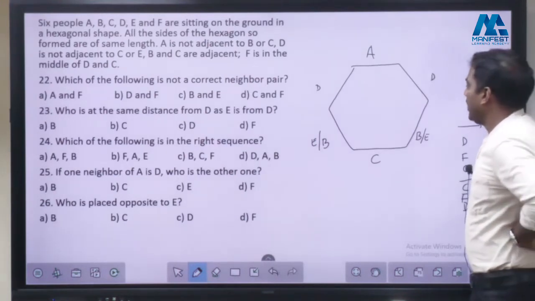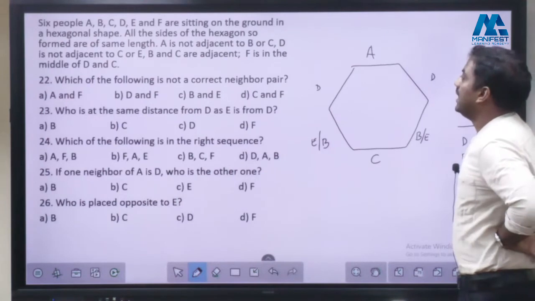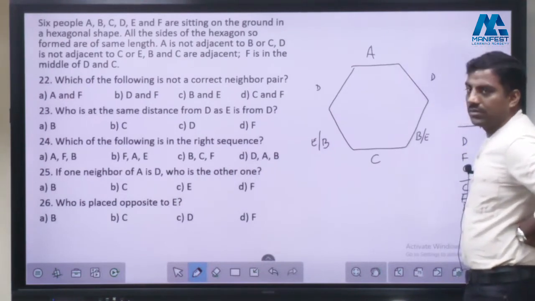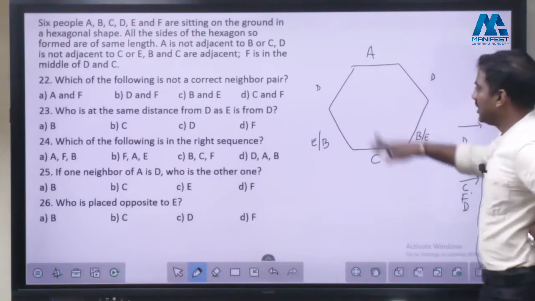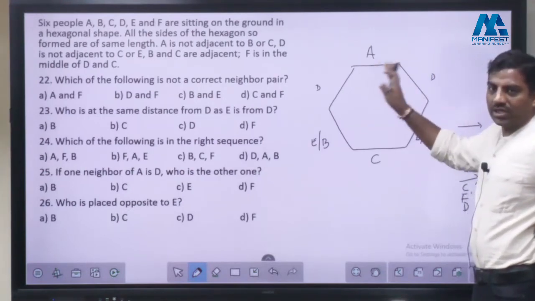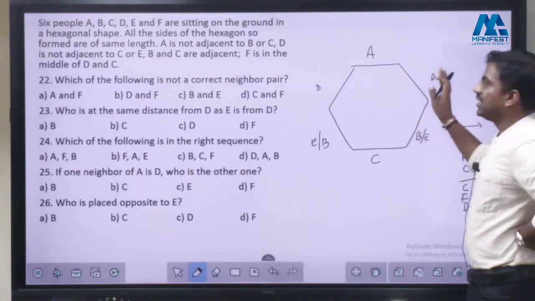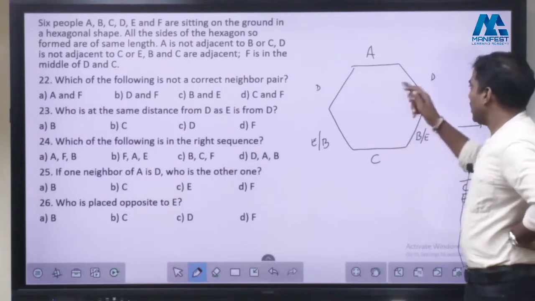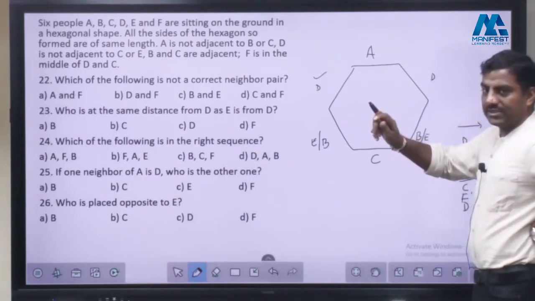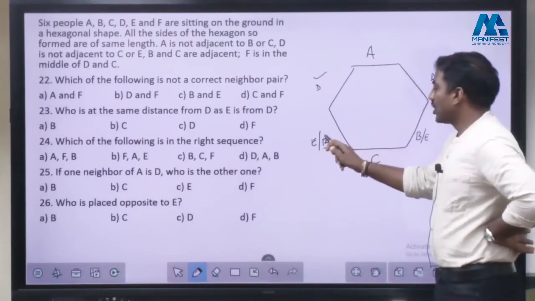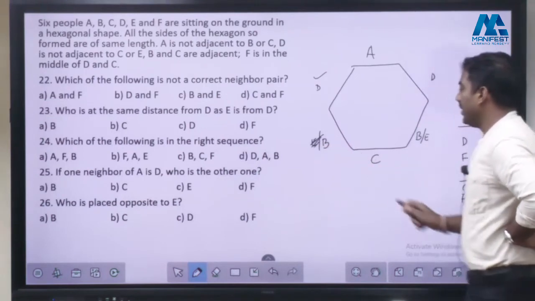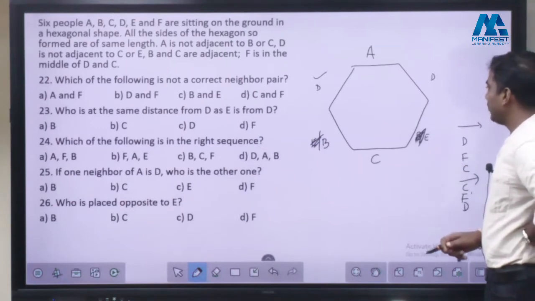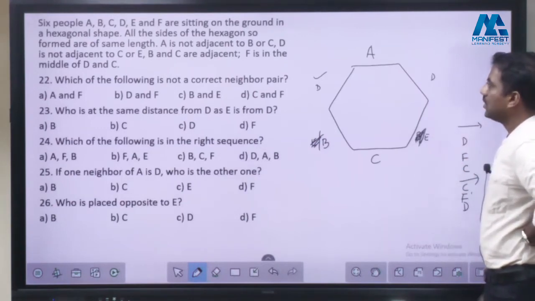A is not adjacent to B or C, fine. D is not adjacent to C or E. So D's position is definitely this one only, either this or this. If D's position is this, E will not come here. Let me take D's position as this, and E should not come here. B will be here. If B is here, E will come here. Then where is F?